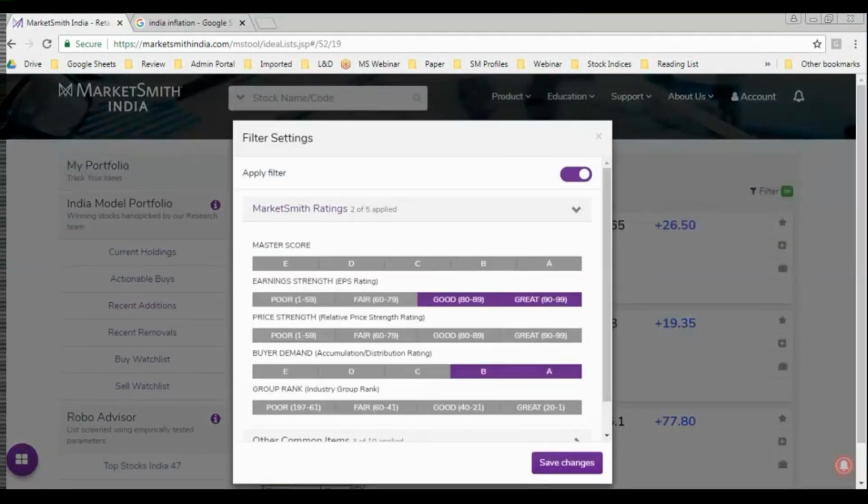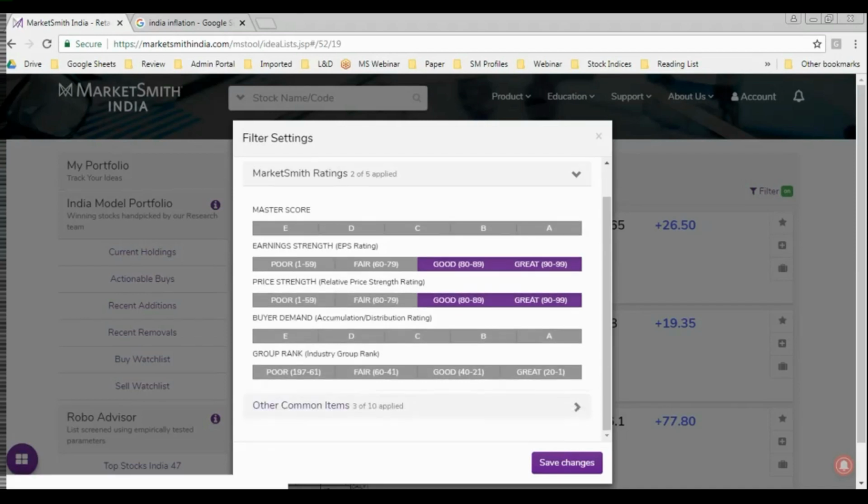Okay, so now we are just looking at leading stocks. So earnings trend should be good and great, and I'm just limiting to those two ratings. Price trend should be again good and great. You can play around with it. If you're getting a lot of results, you can always just focus on the great stocks. But for now, I'm keeping both good and great.